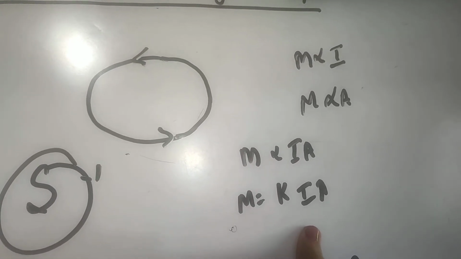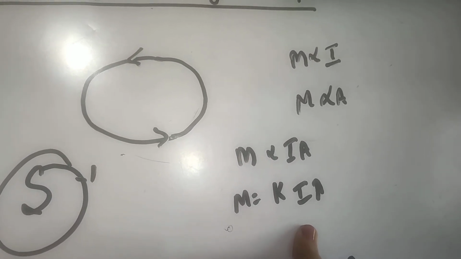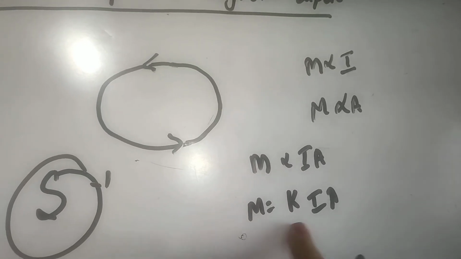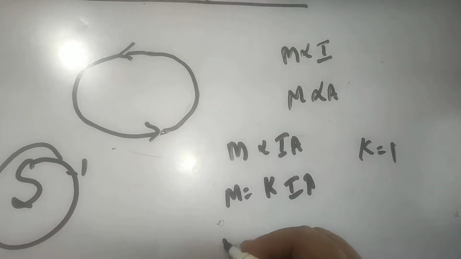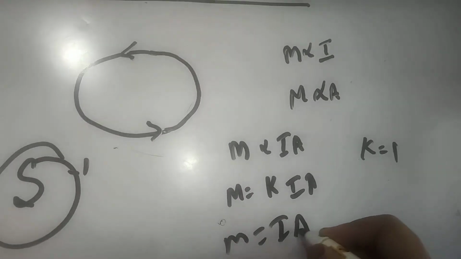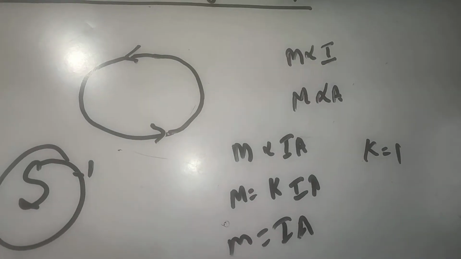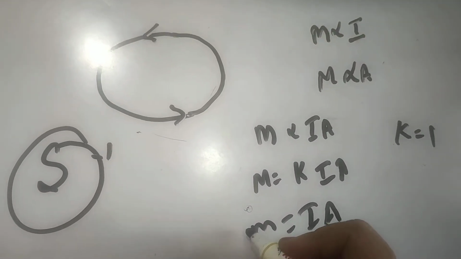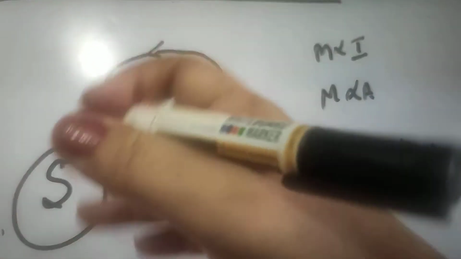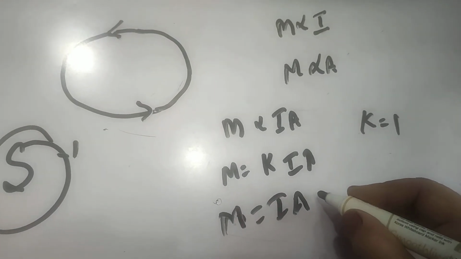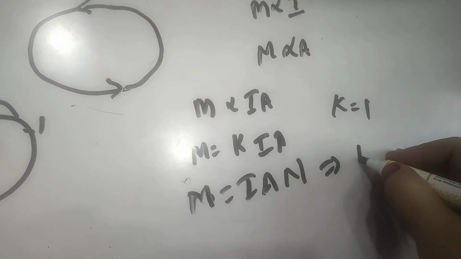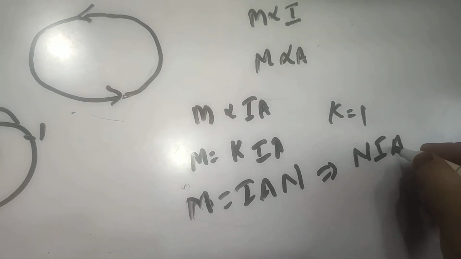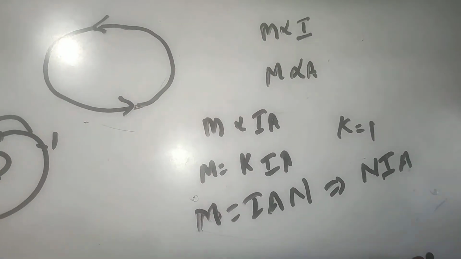And if we want to define the unit dipole moment, in that case K is taken to be 1, so M is equal to IA. Now if this loop has n number of turns, then we will multiply this by n. So the magnetic moment is equal to NIA, that we have already used in our previous videos.